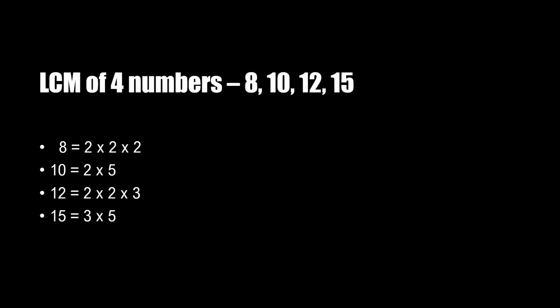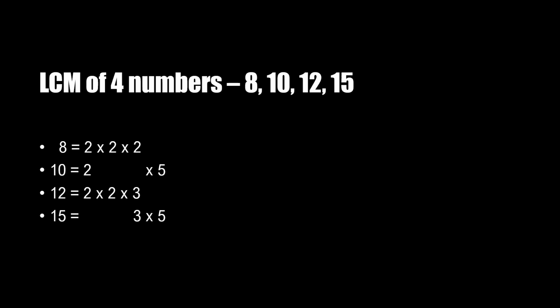Next, we will look at how to find the LCM of four numbers. The numbers we are taking are 8, 10, 12 and 15. We have found the prime factors of the numbers. 8 is 2, 2, 2. 10 is 2 and 5. 12 is 2, 2, 3. 15 is 3 and 5. So we have written down the prime factors of all the numbers.